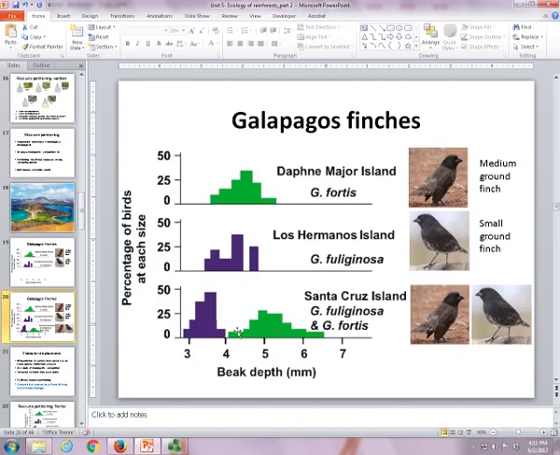And now you can see their beak depths actually changed. When they are co-occurring with each other, the beak depth of medium ground finch increased, right? So it moved this way, and the beak depth of the small ground finch decreased. And right now there's no overlap of beak depths. In other words, there's no overlap of size of the seeds that they eat. So in this case, they are not competing for seeds.